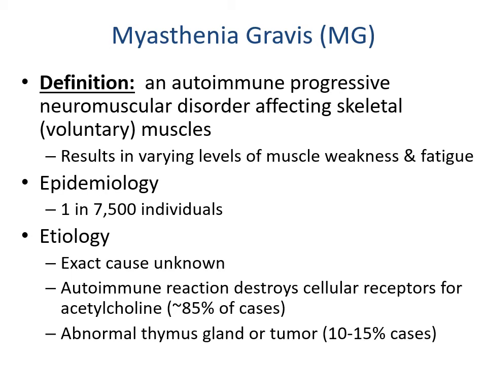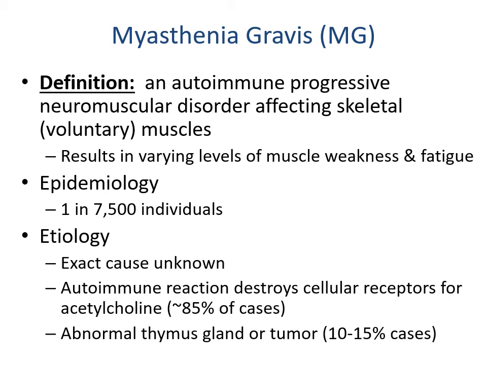And so you'll see why they have some similar symptoms, but again, why that makes such a significant difference in the show. So this is an autoimmune progressive neuromuscular disorder affecting skeletal muscles. So it results in varying levels of muscle weakness and fatigue. So epidemiology, 1 in 7,500 individuals, so much more common than ALS or GBS.